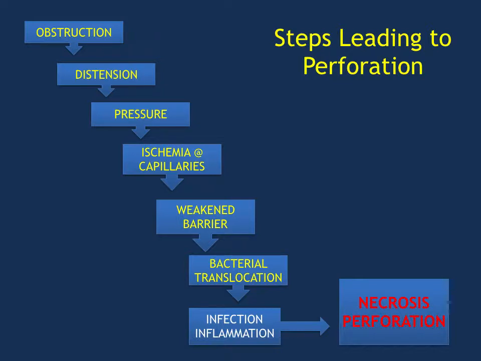You should also remember that there's a second mechanism which starts directly with the pressure in the wall, related to a pressure necrosis of the wall of the viscus and the barrier mechanism, leading to bacterial translocation, infection, inflammation, and perforation. This is typically seen in acute diverticulitis as well as small bowel obstruction with adhesive bands.